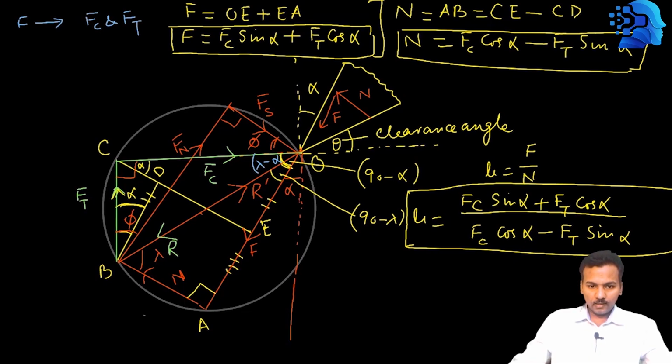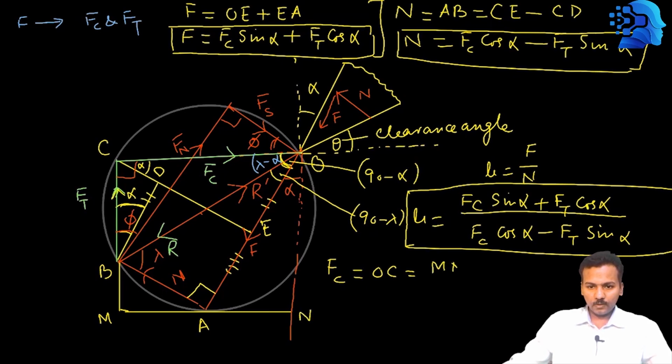Draw a line. We want to calculate the value of Fc in terms of F and N. So this Fc is equal to this value of OC, and this OC equal to, here let us take it as Mn. This is Mn, and this can be written as, this angle is alpha and this force is F.